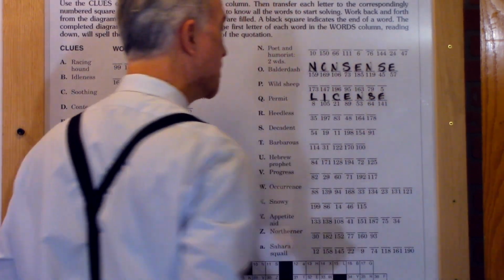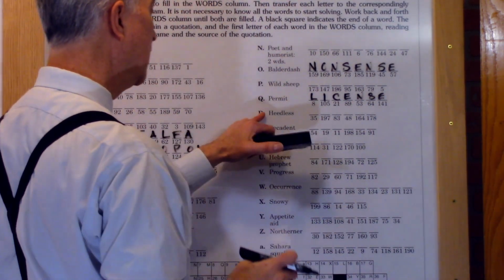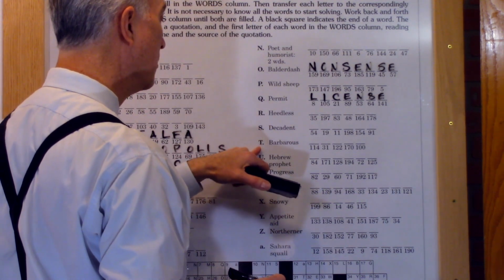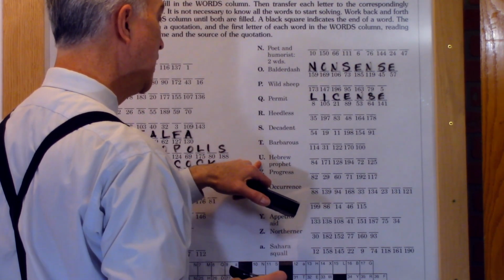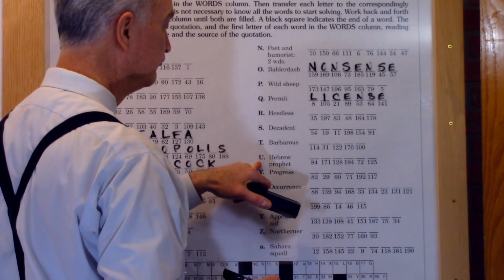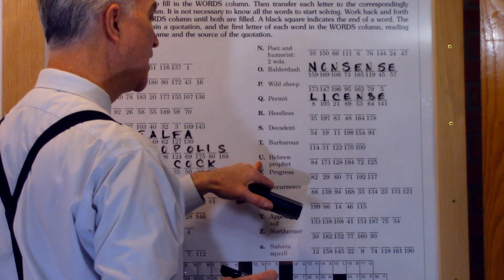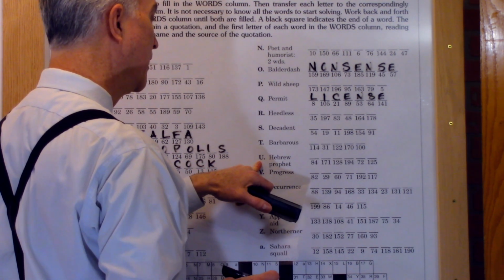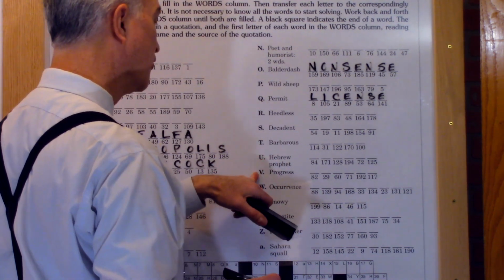Spelling also becomes very important here. Heedless, decadent, barbarous, Hebrew prophet. There are probably a couple of answers that can go in there. We'll come back to that.